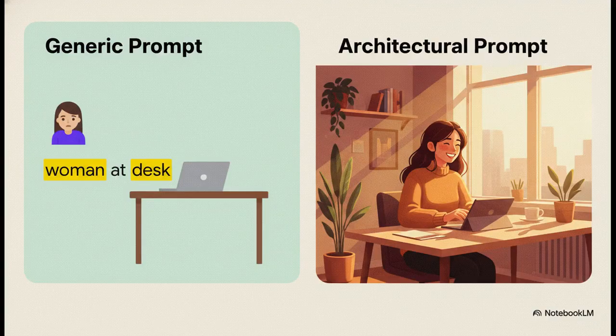And you can see the difference right here. Look at this. On the left, you've got a vague prompt, woman at desk. Sure, the AI will give you something, but it's probably going to be pretty generic, pretty boring. But on the right, that's our architectural prompt. See, this isn't just telling the AI what to make, it's telling it how it should feel, what the light should look like, and what story is actually happening in the frame.